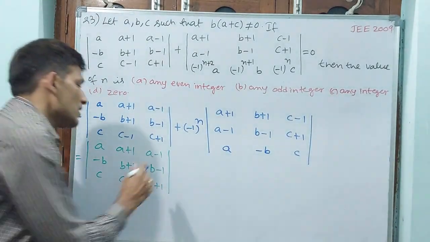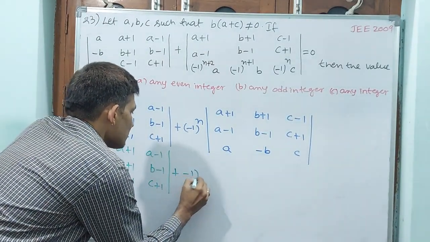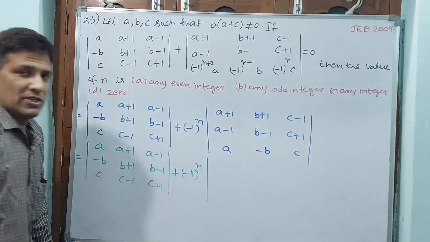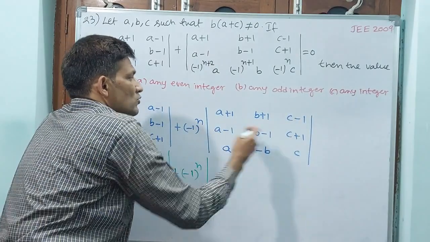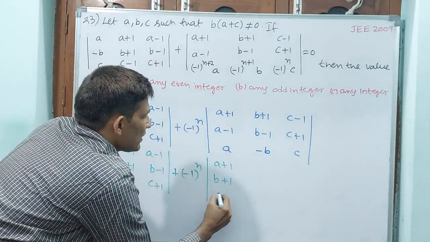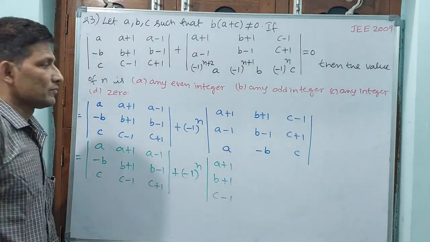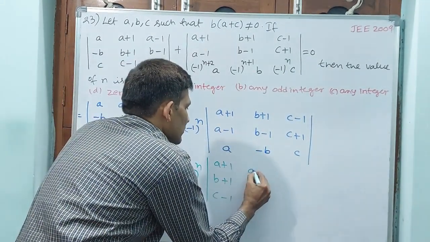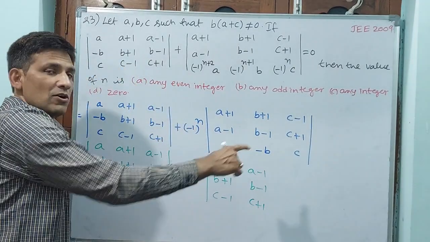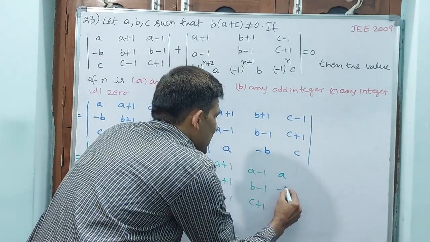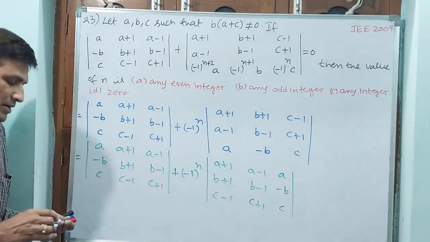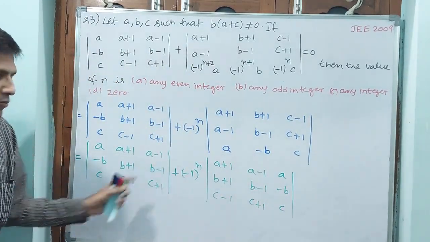Now wait, here (plus minus 1) whole power n, okay. I am transposing. This row is going to become first column, first row. That means a plus 1, b plus 1, c minus 1. Second row, second column: a minus 1, b minus 1, c plus 1. Third row, third column: a minus b, c. Close. Okay, now compare both.